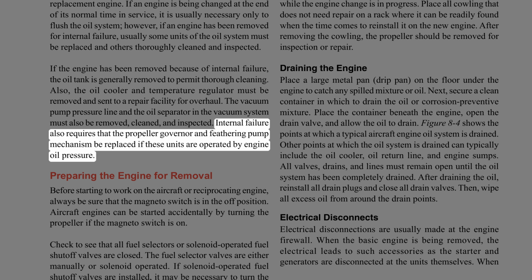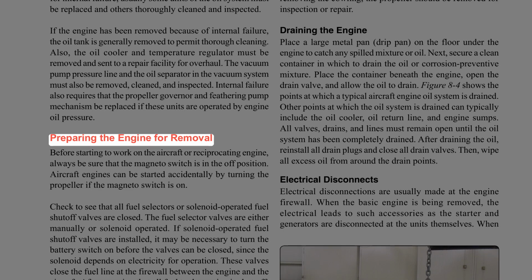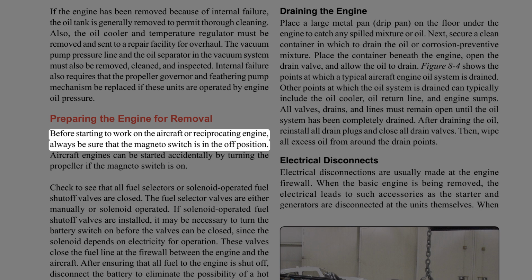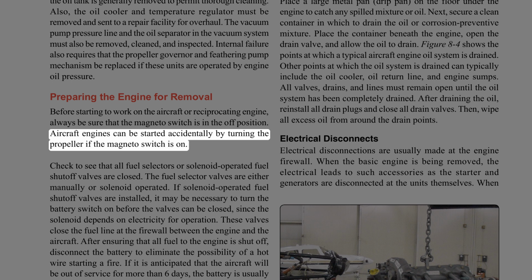Internal failure also requires that the propeller governor and feathering pump mechanism be replaced if these units are operated by engine oil pressure. Preparing the engine for removal. Before starting to work on the aircraft or reciprocating engine, always be sure that the magneto switch is in the off position. Aircraft engines can be started accidentally by turning the propeller if the magneto switch is on.